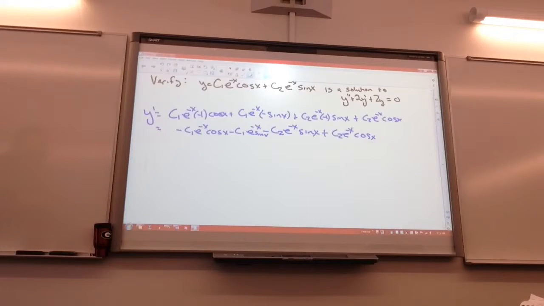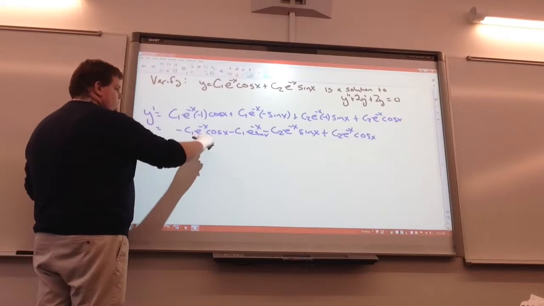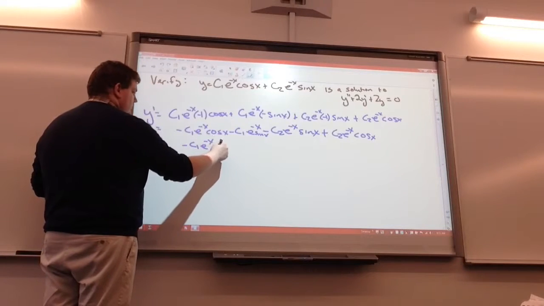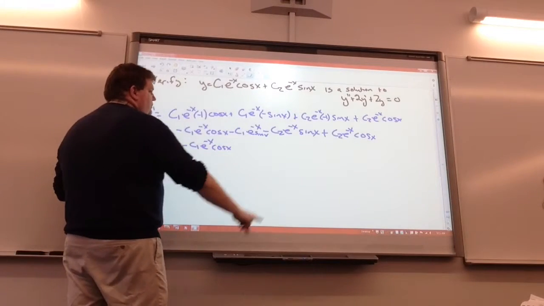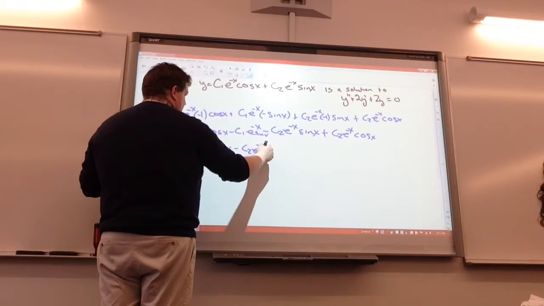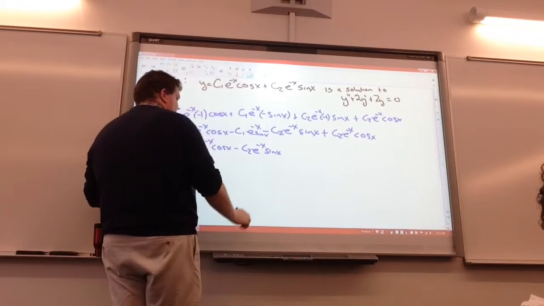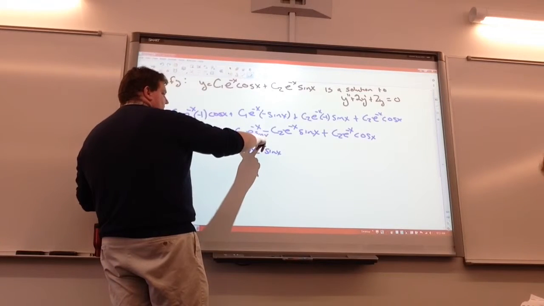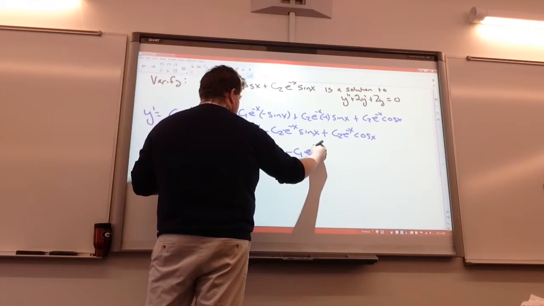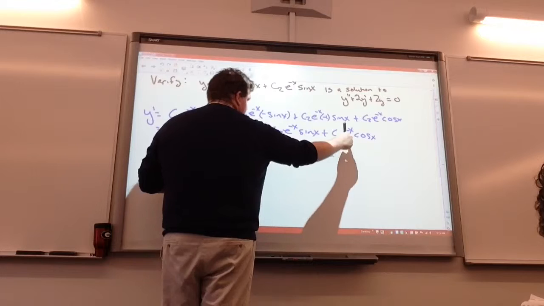But here's why I'm not going to do that here. Let me reorder things slightly to clean this up. I'm going to leave this one where it is, and move this one up front. So it becomes minus c2 e to the negative x sine of x. Then this one just becomes the next one, followed by this one on the end.